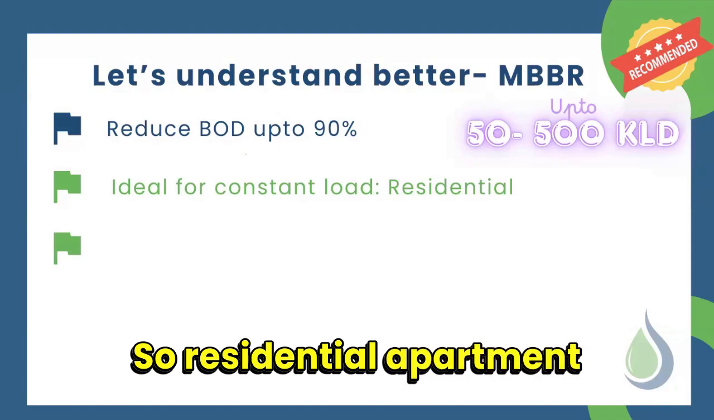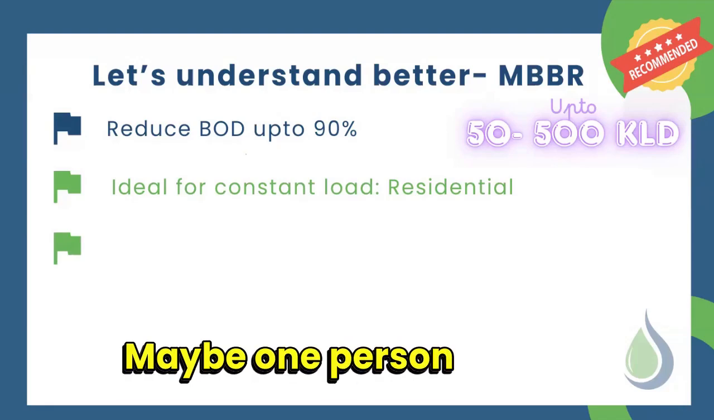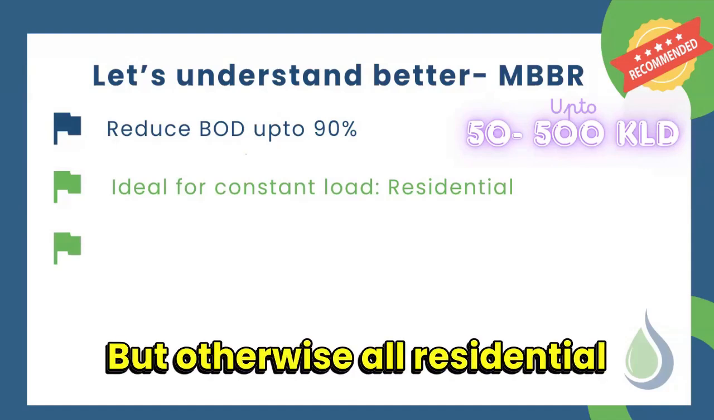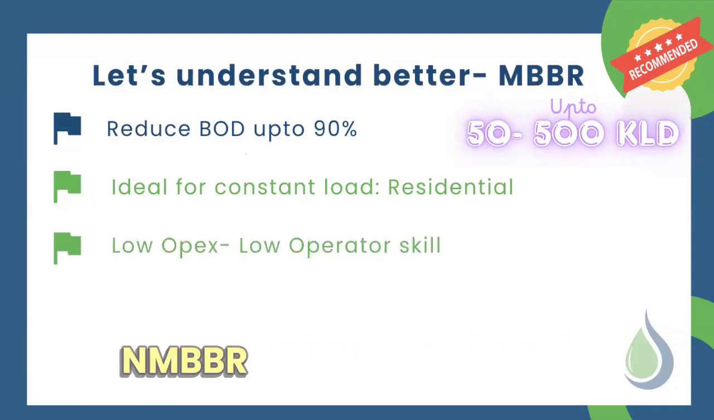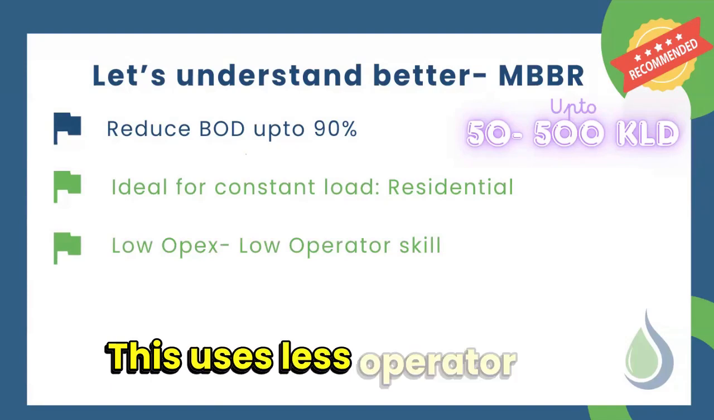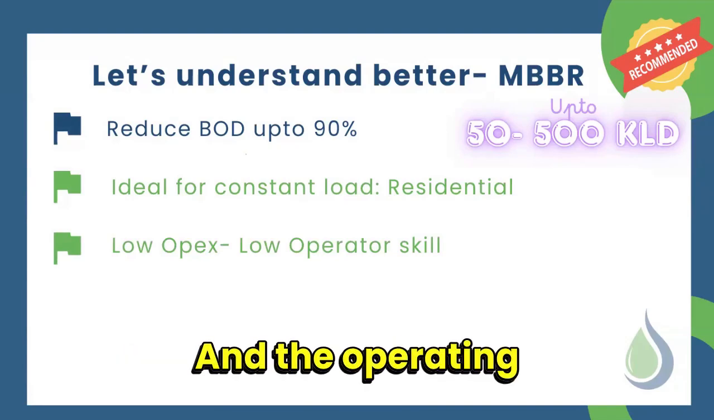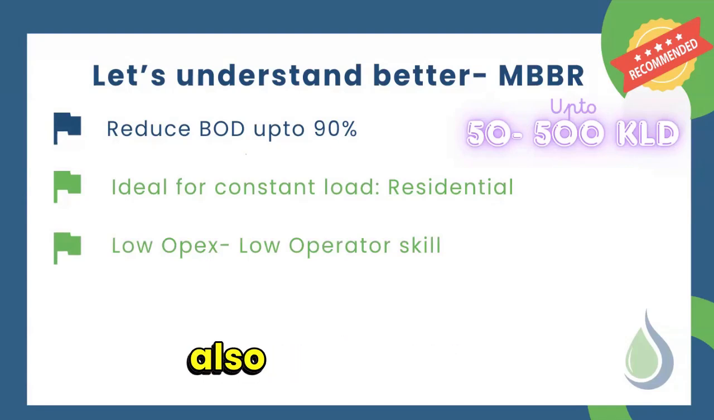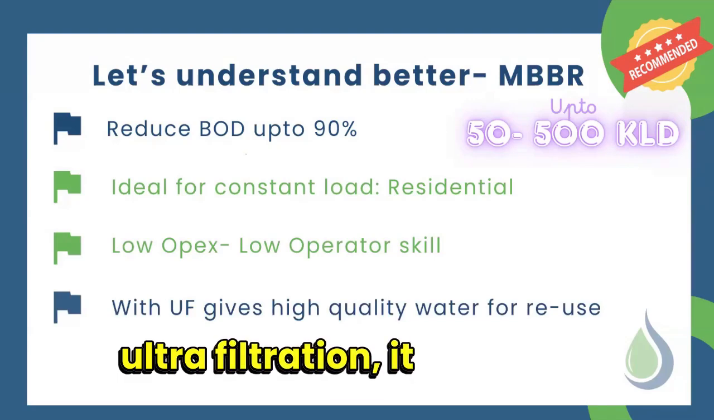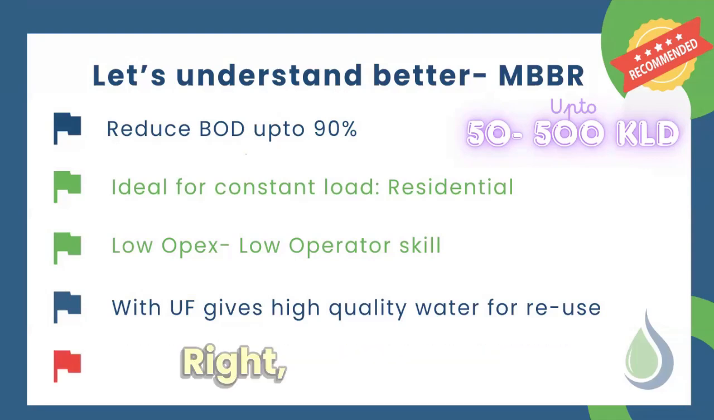In residential apartments you have a more constant load. Maybe one person has gone on a vacation, or one new guest has come in a home. But otherwise, all residential setups need to have an MBBR process. Compared to other processes, this uses less operator skill. Less operator skill is required to keep the plant functional. And the operating cost is also low. The capital cost is also relatively low. If you combine this with ultrafiltration, it gives you extremely good quality water that you can reuse, right?